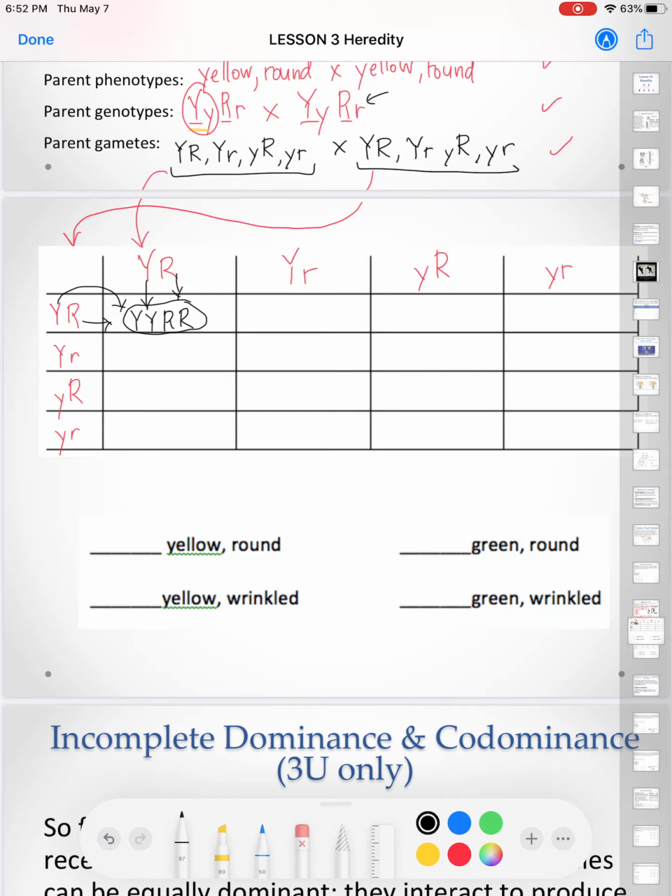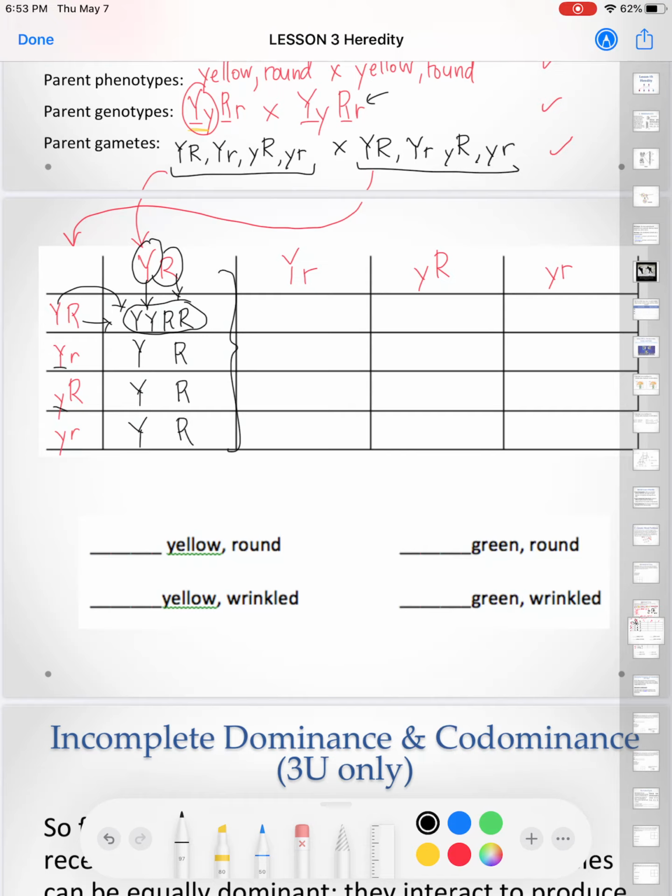Okay, so now I'm going to go down the row and show you kind of how to do it fast. So this whole row here, they're all going to have this dominant Y from that first parent. So I'm going to go ahead and put it in there. Okay, and they're all going to have that dominant R from that first parent. So I'm going to put that in there.